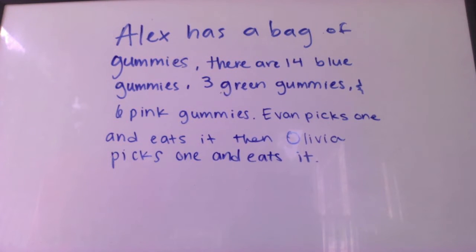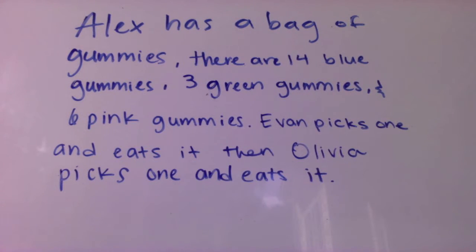Alex has a bag of gummies. There are 14 blue gummies, 3 green gummies, and 6 pink gummies. Evan picks one and eats it, then Olivia picks one and eats it. This event is dependent because when Evan picks a gummy and eats it, it changes the chance or probability of Olivia picking a gummy and eating it.